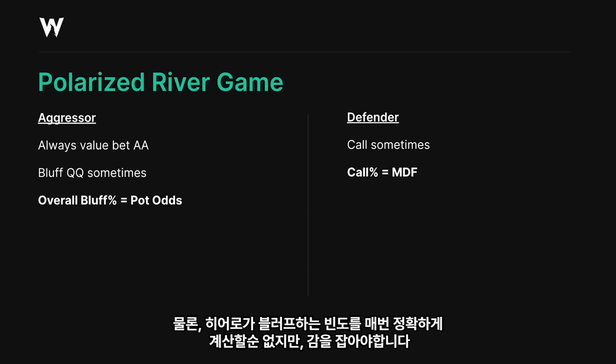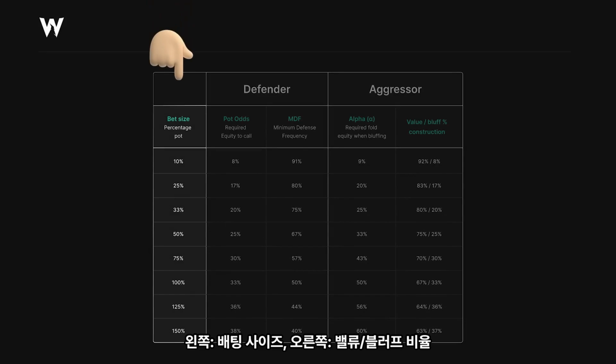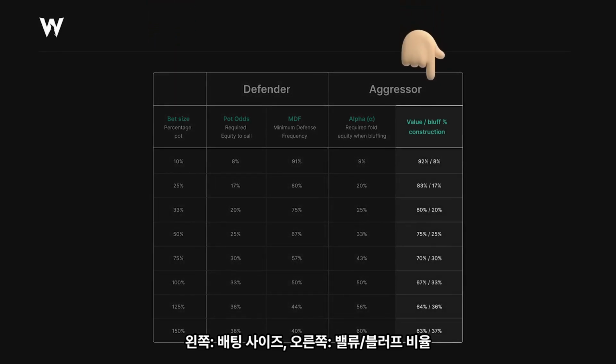Now, in practice, you're never going to get this just right. Who knows exactly how often you're bluffing in every spot, but you can develop a sense for it. A really simple way to go about this, on the river anyway, is to simply use a pot odds chart. So we've got this one here. On the left-hand side, you'll see the bet size as a percentage of the pot. And on the right-hand side, you'll see the value to bluff construction.